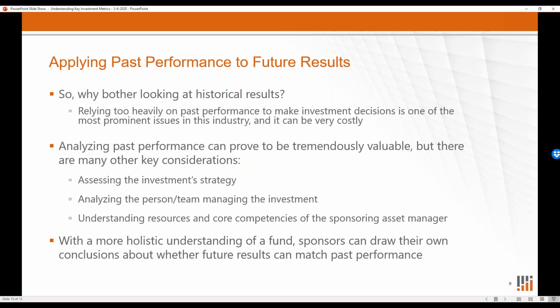Similarly, you can have an investment that's performed exceptionally well for decades, but at the beginning of the year, the portfolio manager that made all of those good decisions retired from the firm and left behind two young analysts to take over leadership. At that point, it's very difficult to drive much value at all from the historical performance results of that fund.